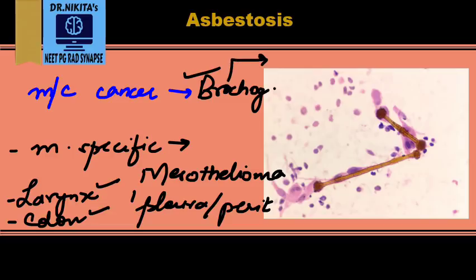Now, if a person with asbestosis is also a smoker, that increases the risk more of lung cancer. So smoking with asbestosis, there is increased risk of lung cancer. So remember these important points about asbestosis. All of these are asked in exam.